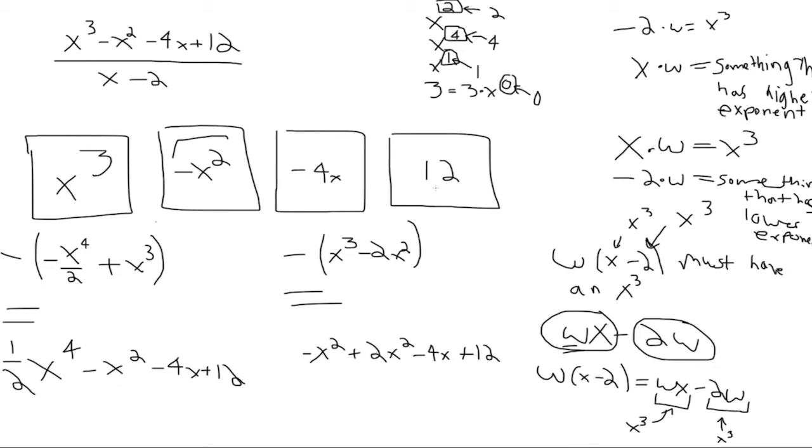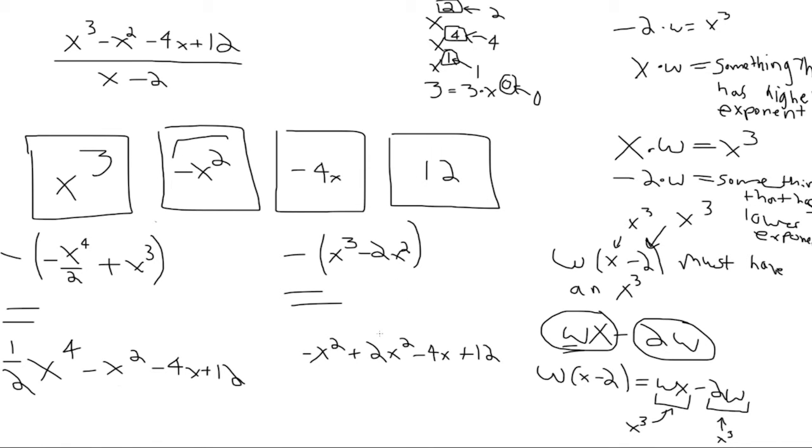But yeah, so basically what I'm trying to say is if we choose the x times w to equal x cubed, we're going to get something that has a lower exponent when we multiply w by negative 2, right? And that lower exponent term can combine with one of these terms that we haven't yet subtracted away. So it doesn't make our job any harder, right?